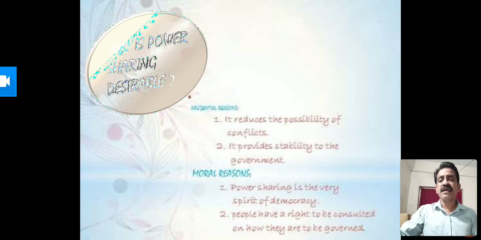Now, moral reasons. Power sharing is the very spirit of democracy because we cast our vote and we elect our leaders and they form a government and then the power is shared. So, power sharing is the very spirit of democracy. People have a right to be consulted on how they are to be governed.